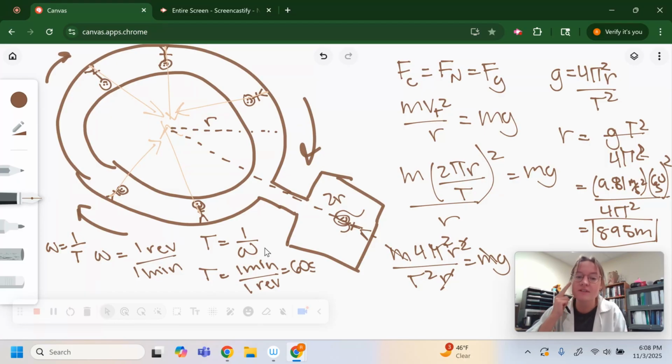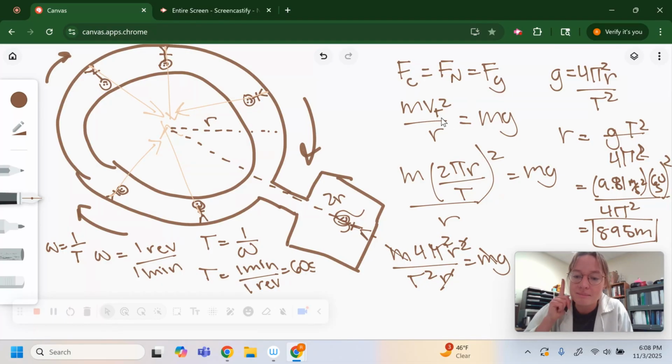Would she say my weight feels equal to usual, or would she say my weight feels less than usual? Now remember, what her weight feels like to her is how hard the ground is pressing up on her, how big that centripetal force is. So when we look at this equation, we would say her R just increased, so her weight that she feels would go down.